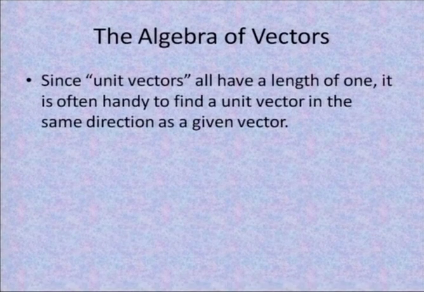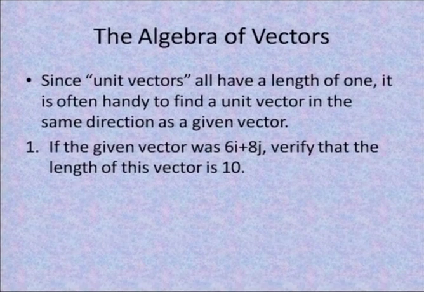Okay, last part of this is the definition of a unit vector in the same direction. We know the unit vector going straight to the right is i, going straight up is j. But what if we want a vector that's only 1 unit long, but it doesn't go straight to the right or straight up, but goes in the same direction as a given vector? If a given vector was 6i plus 8j, you start out by verifying that the length of this vector is 10.